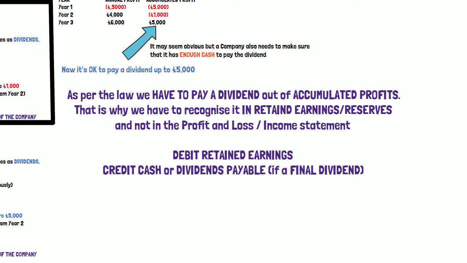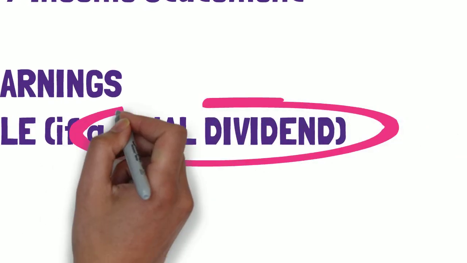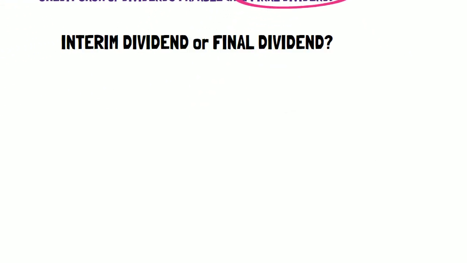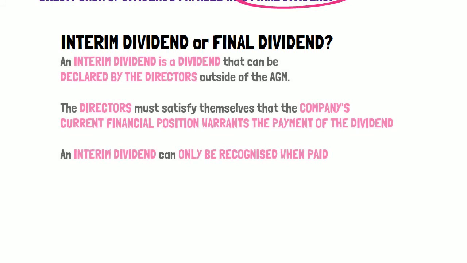And there are really two types of dividend which we're going to focus on. The first one is an interim dividend. An interim dividend is a dividend that can be declared by the directors outside of their AGM. This means that they do not need shareholder approval in order to declare these dividends. So the directors must satisfy themselves that the company's current financial position warrants the payment of these dividends, i.e., as at this point in time, does the company have enough retained earnings or accumulated profits to pay out these proposed dividends? Okay? But only a director's resolution is needed to pay out these dividends.